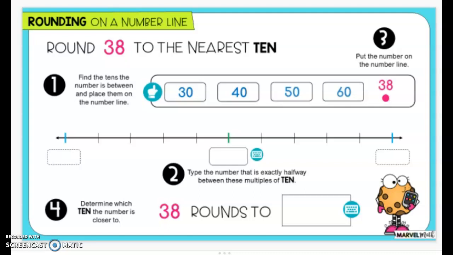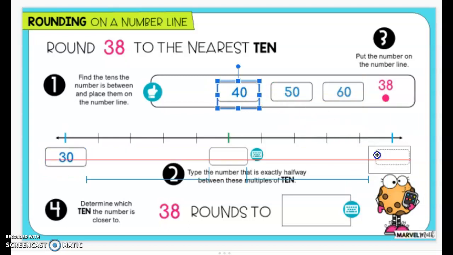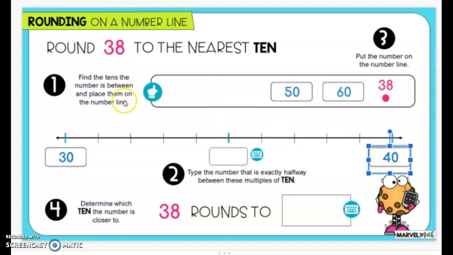So first, I need to find the tens the number is between and place them on the number line. So if I'm looking at the number 38, I have three tens. I know three tens is equal to 30. So I'm going to put that on this side. That would be one of my multiples of 10. My next multiple of 10 would be 40. So if I'm counting by tens, the next one would be 40. So that's going to be step 1.